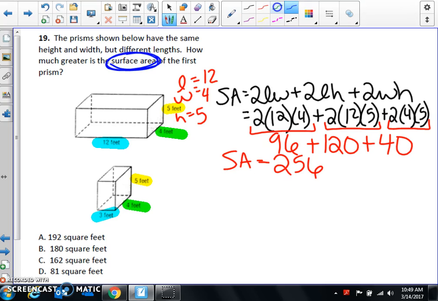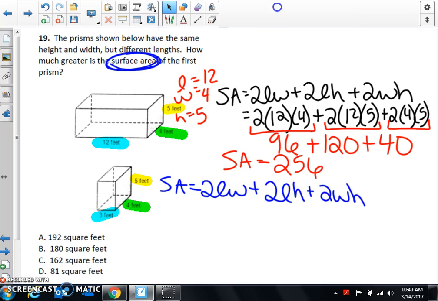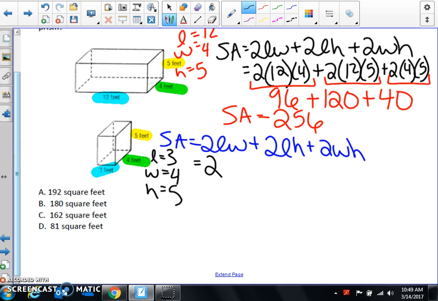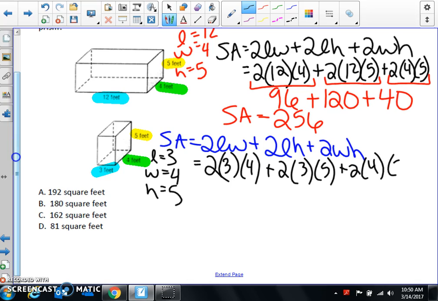All right, now I need to find the surface area for the smaller prism. 2 length width plus 2 length height plus 2 width height. Now I plug in. Well, let's do length, width, height again. Our length is 3 this time. Our width should be the same, which is 4. Our height should be the same, which is 5. So 2 times 3 times 4 plus 2 times 3 times 5 plus 2 times 4 times 5.